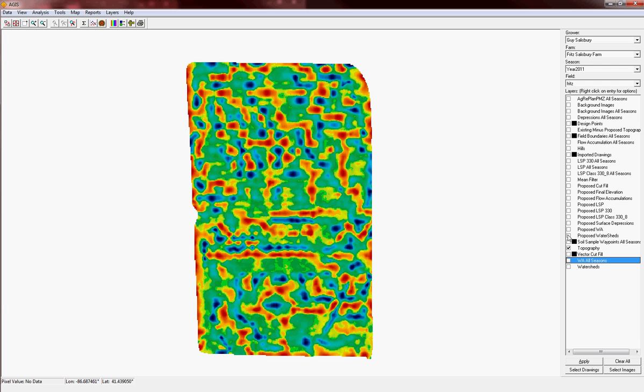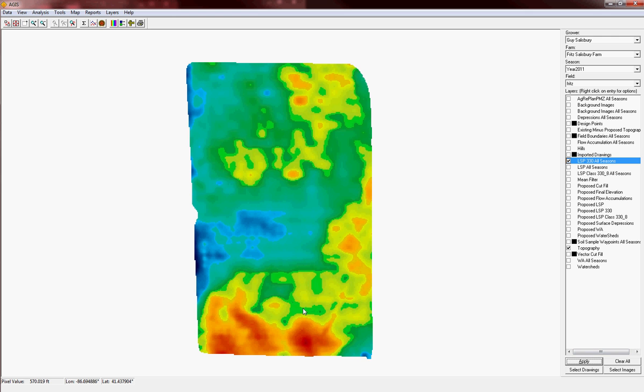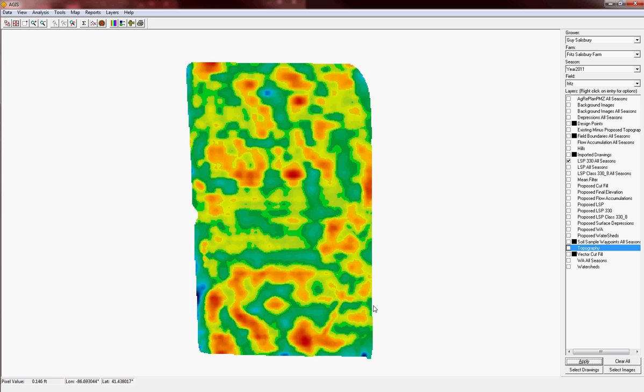The other way to look at this is by LSP class. And if we look at that this way, this is LSP 300. In other words, don't worry about the number, but this is showing you the departure from average as we run across the field. And so in the depression, we have a departure of 1.3 feet. So we know that's a deep depression there. It is about 1.3, 1.4 feet.